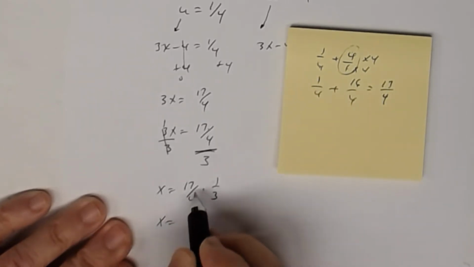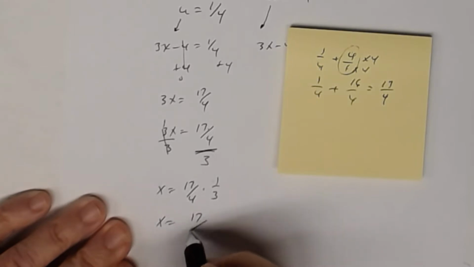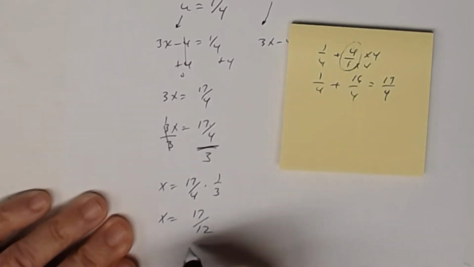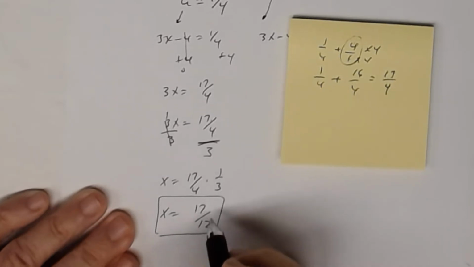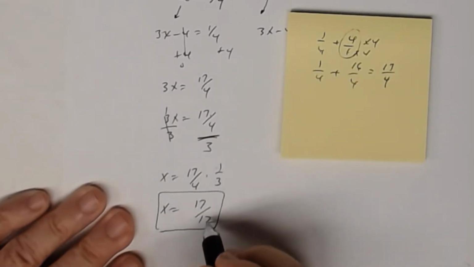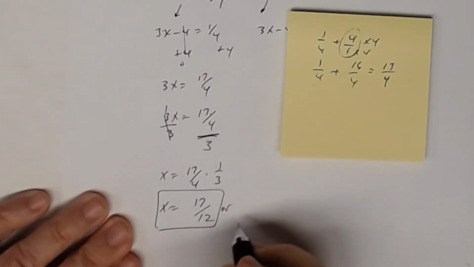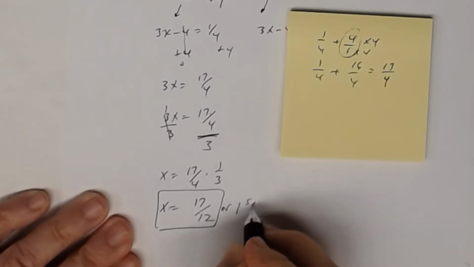So I get x equals 17 times 1 is 17, and 4 times 3 is 12. So you get 17/12. And since this is an improper fraction, if you want to write this as a mixed number, you can. So it'll be 1 and 5/12.